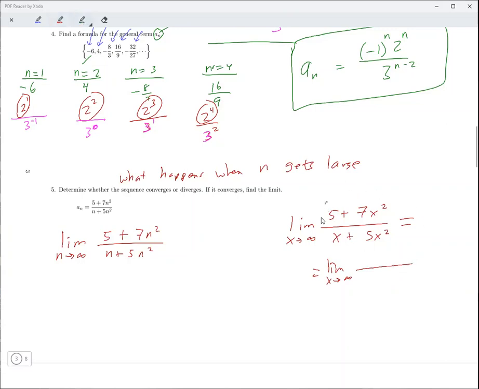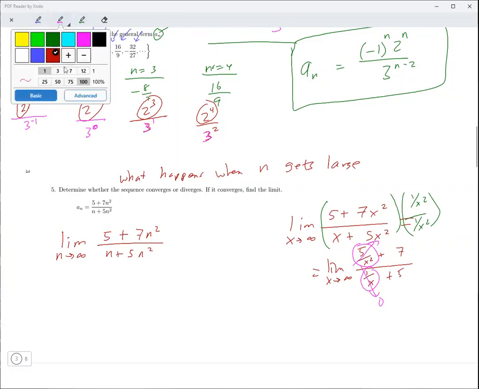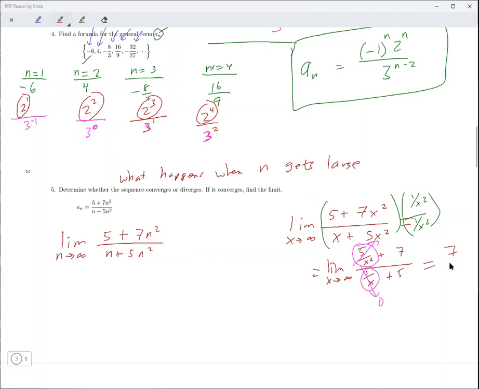Because what you can do is multiply by a fancy form of 1, which will be 1 over x squared over 1 over x squared. As you distribute that in there, you're going to get 5 over x squared plus 7 over 1 over x. So this comes in as 5. And as x gets larger and larger, both of these go to 0. And so you end up with 7/5. And the same thing's gonna happen here. You're just gonna get 7/5.